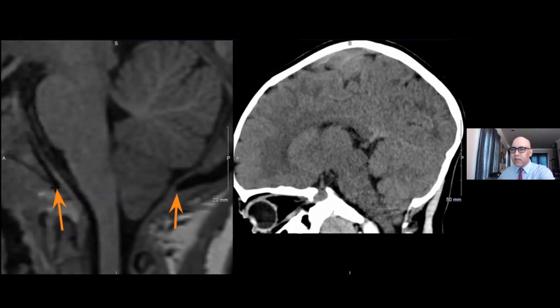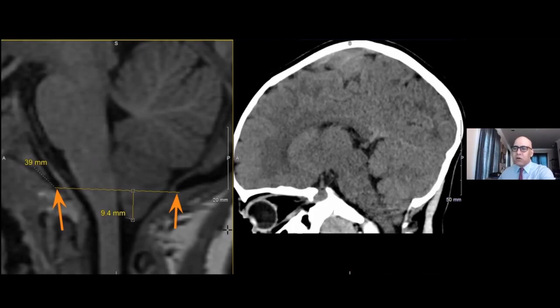We can use that to draw a line between the basion and the opisthion to approximate the plane of the foramen magnum. And then we can make a measurement perpendicular to that line to see how far caudal to that plane the cerebellar tonsils extend. And here they extend approximately 9.5 millimeters below the plane of the foramen magnum. And that is typically considered to be a Chiari type 1 malformation.